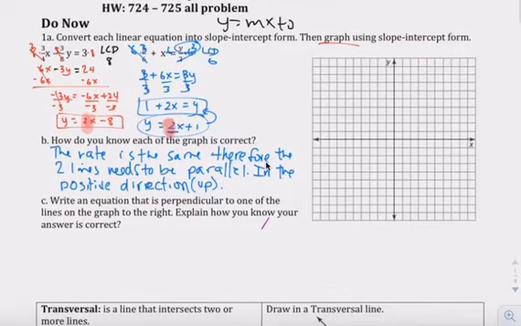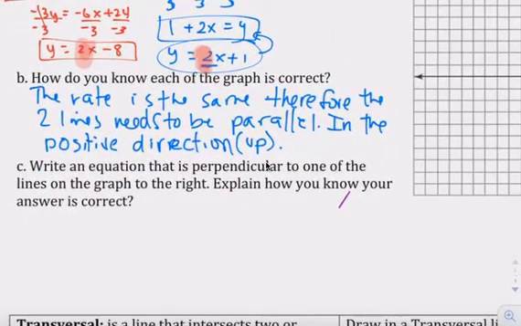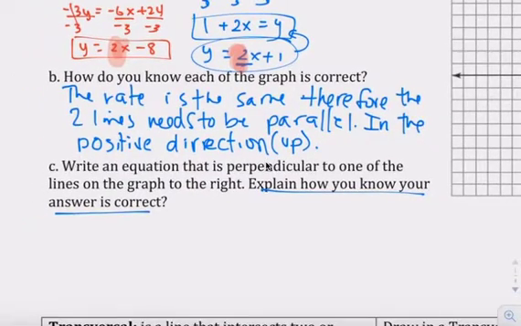Write an equation that is perpendicular to these. Explain how you know your answer is correct. Okay, so the rate of change here is 2. The perpendicular slope then has to be opposite and reciprocal. Perpendicular rate of change is opposite, so the opposite of positive 2 is negative 1 over 2.